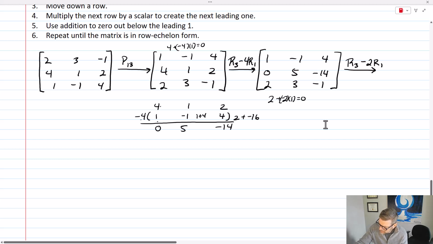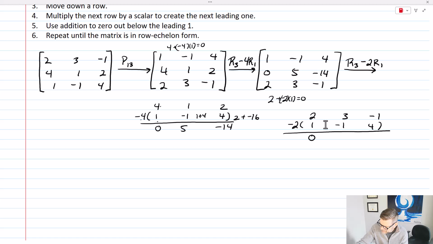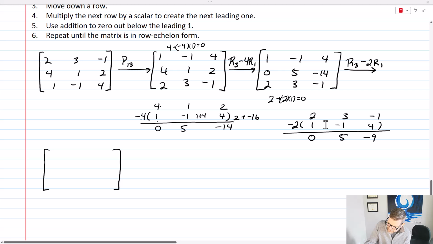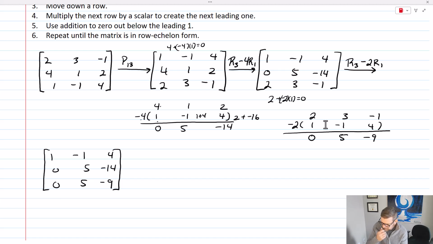Now I'm going to do a little math, back of the napkin. 2, 3, negative 1, and this is going to be negative 2 times 1, negative 1, 4. And so what I end up with is, 2 minus 2, that's 0. 3 minus 2 times negative 1, and that's going to end up giving me 5. And then negative 1 minus 8, that's going to give me negative 9. And so my new matrix is going to be as follows. It'll be 1, negative 1, 4, 0, 5, negative 14, 0, 5, negative 9. And there we go.